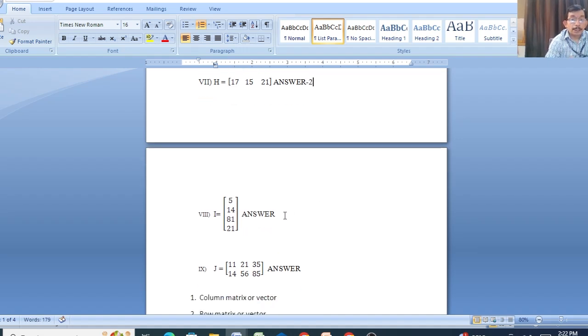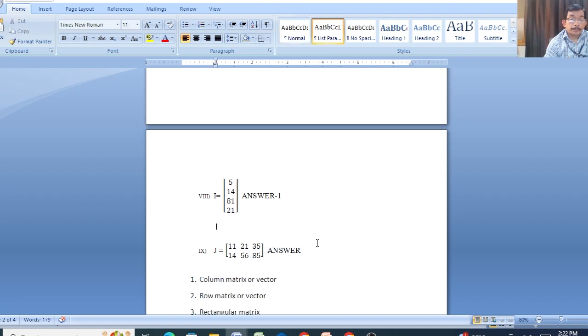Next one: all the elements belong in a single column. This is the example of the column matrix. The order of the matrix: how many rows? 4 rows. How many columns? A single column, 4 by 1. The order is 4 by 1, and the column matrix is 1. The answer is 1.